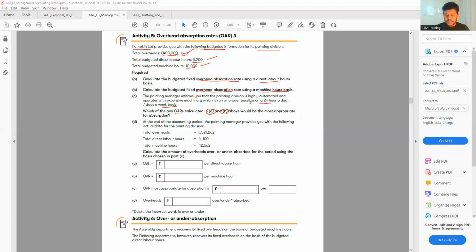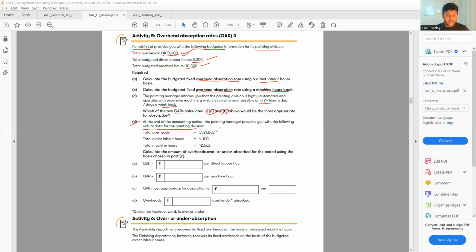Okay, so the next information we have here is for number D. At the end of the accounting period, now we're looking for the actual one. The painting manager provides you with the following actual data for the painting division. So this is the actual data. To find out whether it is over absorbed or under absorbed, we have to know the actual data.